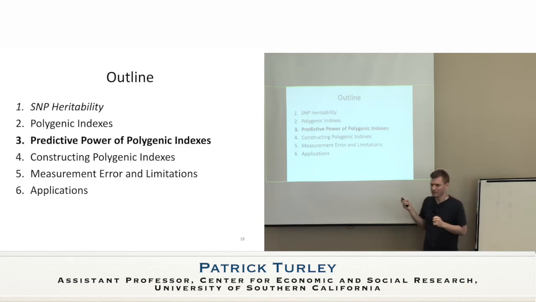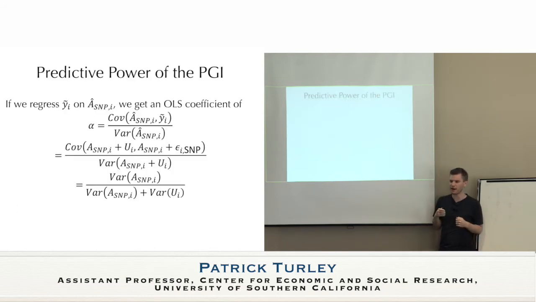Great. Okay. So we have our polygenic index. How good is it? We refer to the performance of our polygenic indexes by talking about their predictive power. Imagine that we have our phenotype Y and our genotype data. We create a polygenic index, and we regress Y onto the polygenic index. This is a simple regression.